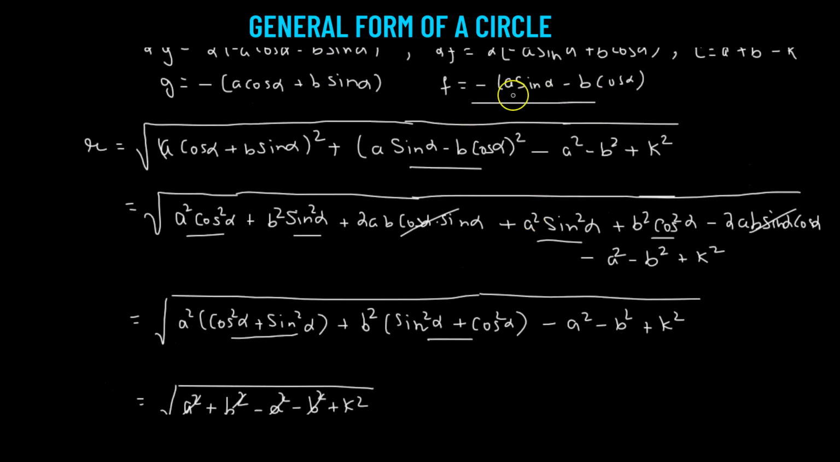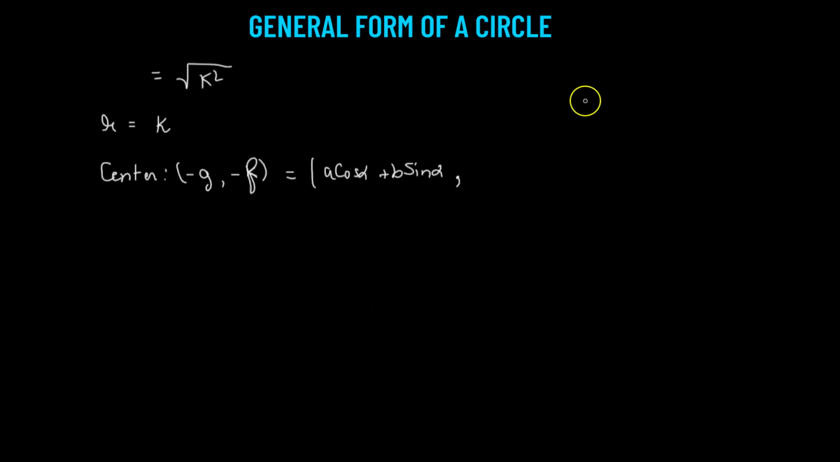We have already obtained the value of f. So that's negative of a sine alpha minus b cosine alpha. But since we need negative f, it will be simply a cosine alpha minus b sine alpha. So this is going to be the center of our circle.